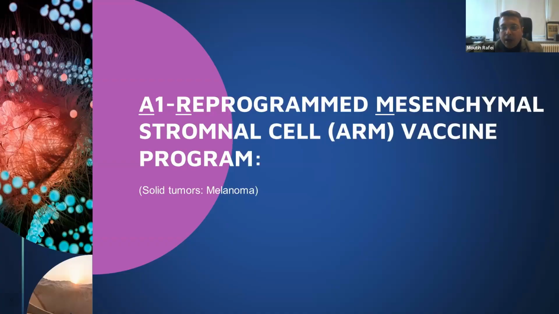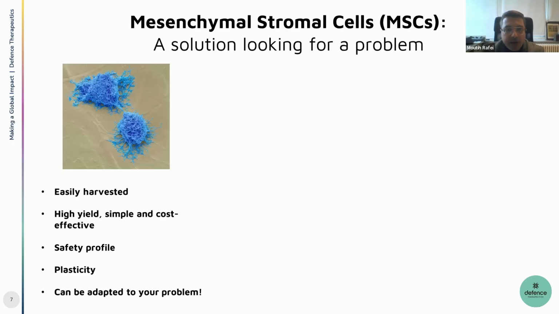So I'll give you again just brief examples of how these different technologies work. For the ARM vaccine, which stands for the A1 reprogrammed mesenchymal stromal cell vaccine, this is a program designed for solid tumors. The idea is to target melanoma as a start and eventually move on to other indications. So again, the big question is, why mesenchymal stromal cells? What makes them special compared to other antigen-presenting cells or even dendritic cells?